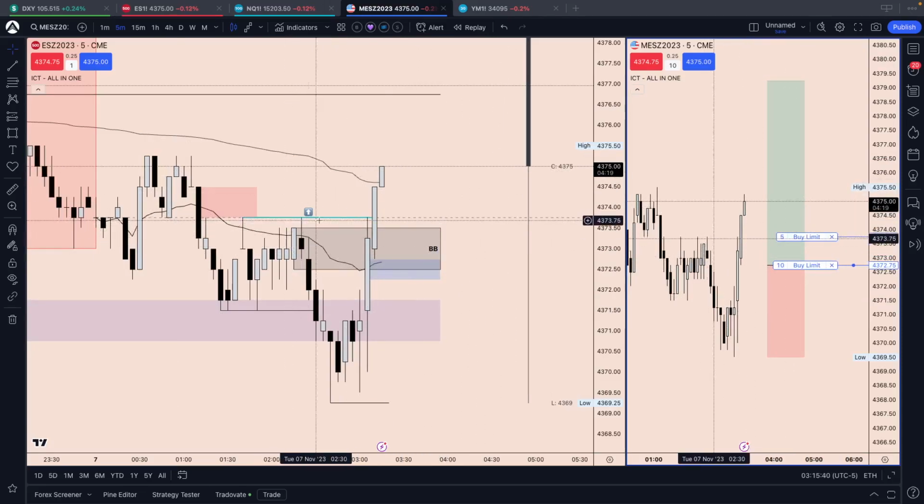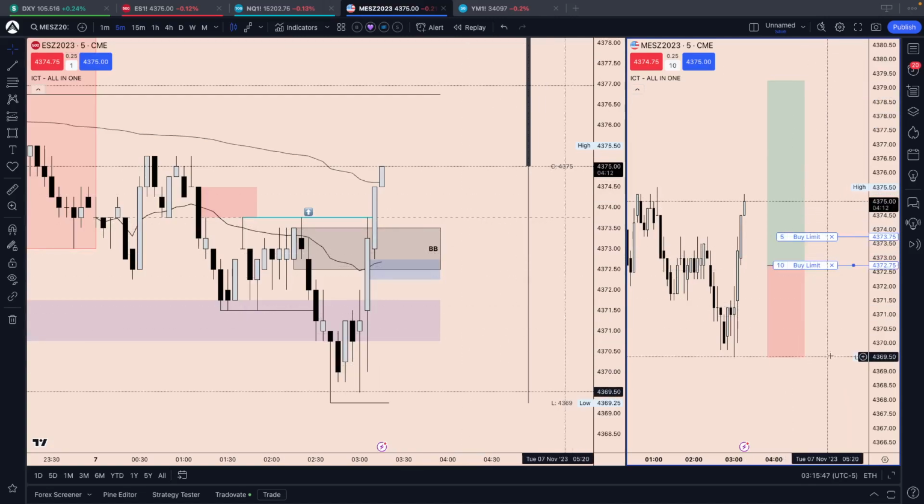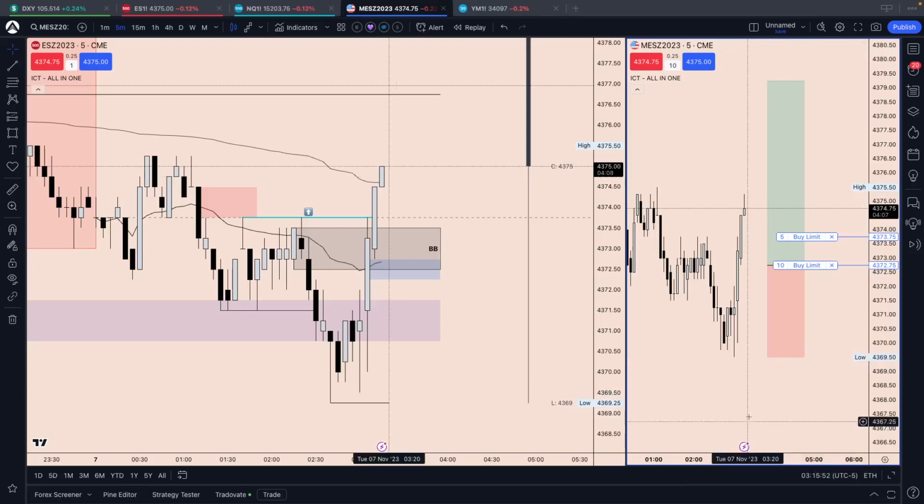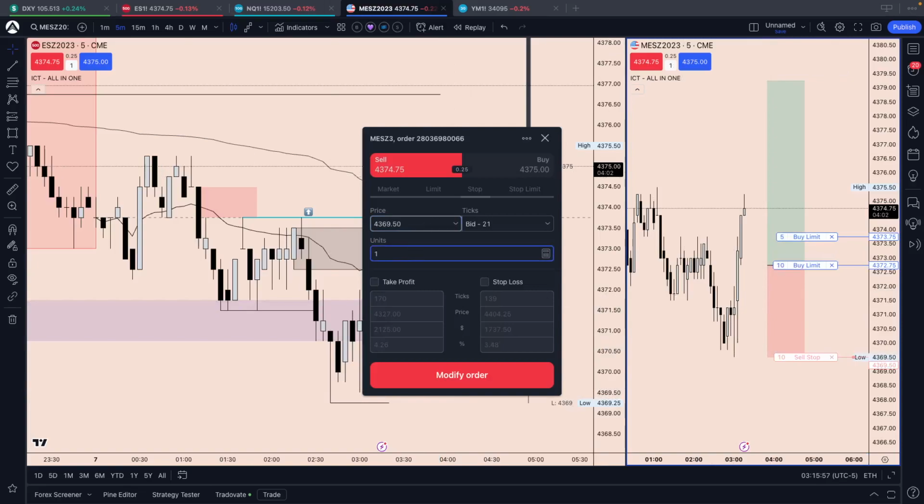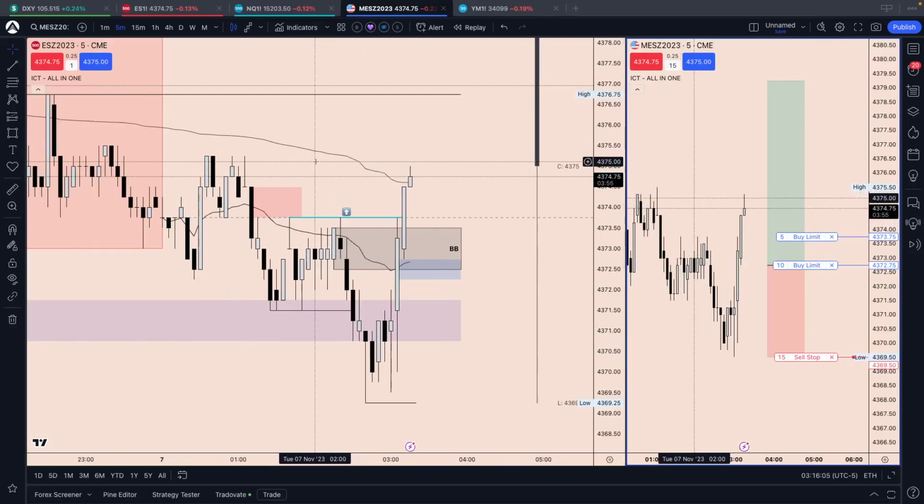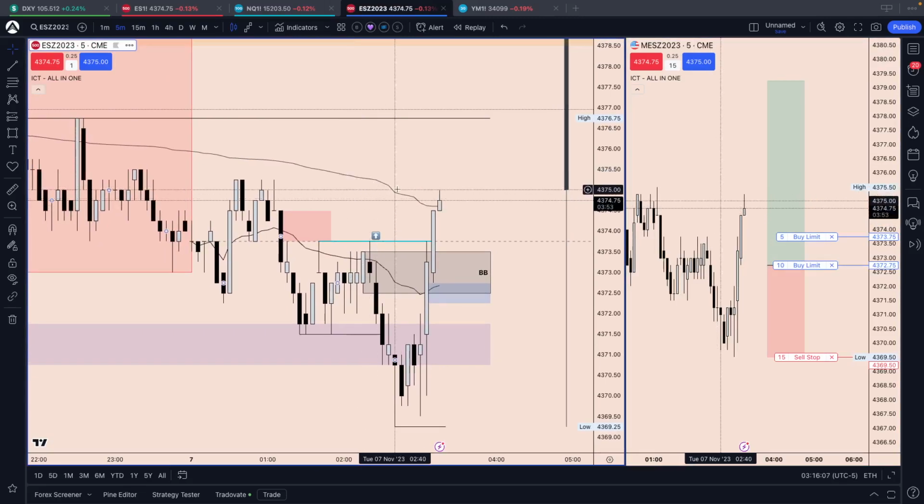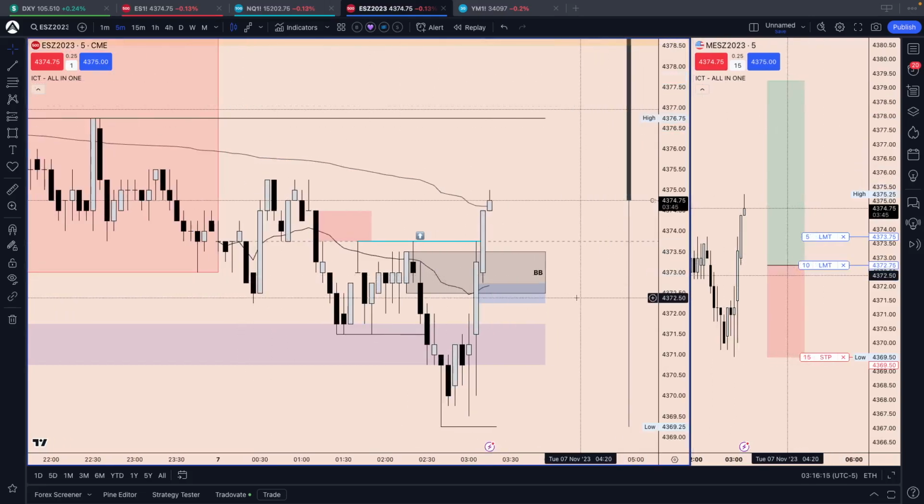Our breaker block right here, that's where I start entering, low-hanging fruit entry, trying to scale in here with micros. This is going to be our stop loss. So 10 stop. We're going to sell 15 micro contracts here. This way we can just manage our risk a little bit better. And once we get filled, we also add our take profit target. Until then, can't really do much.